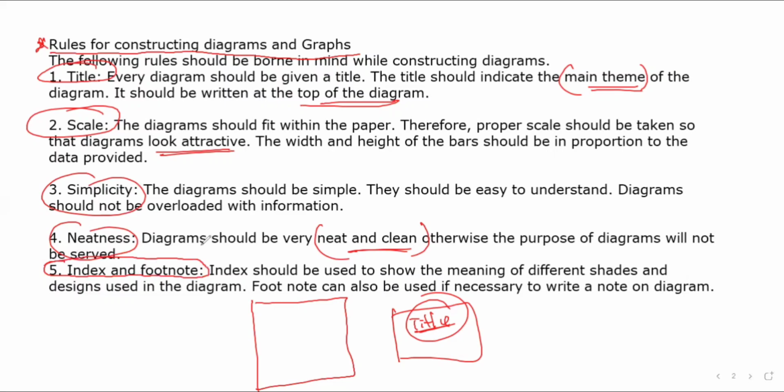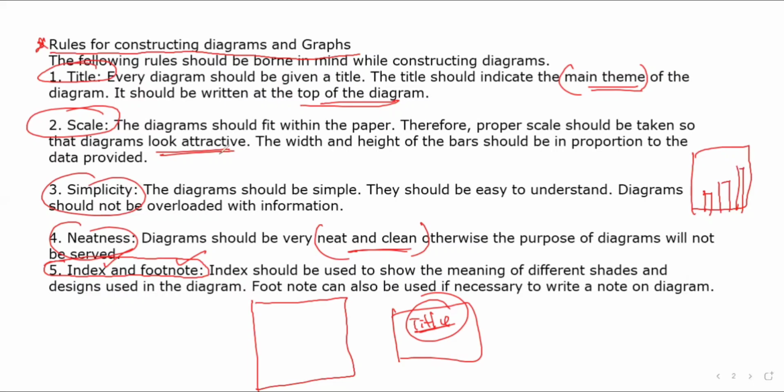Here we have two factors. One is index and one more is footnote. First, the index should be used to show the meaning of different shades and designs. Say for example, this is our diagram. Here we have these different bars, right? So which bar shows which data?